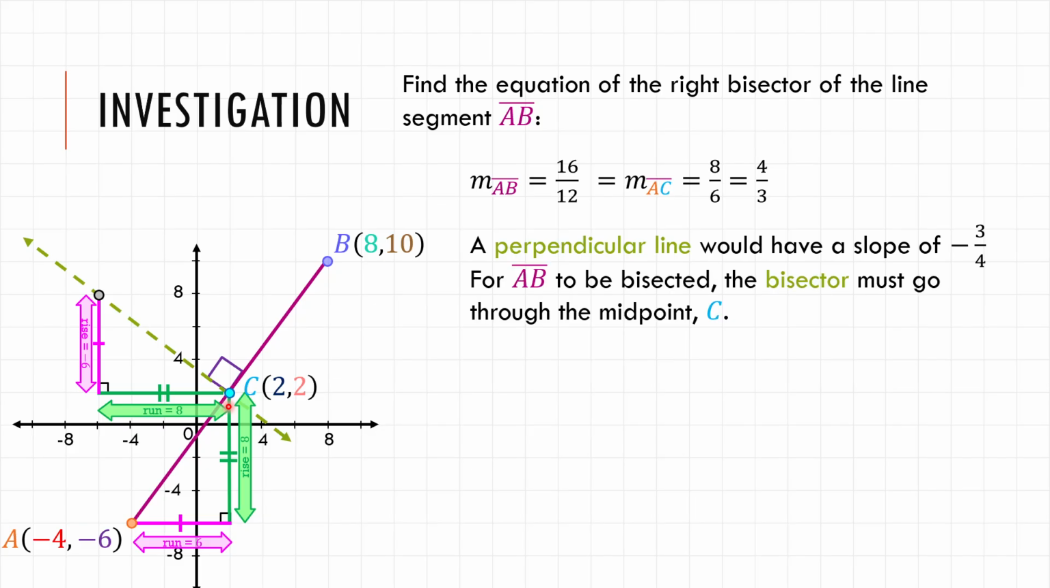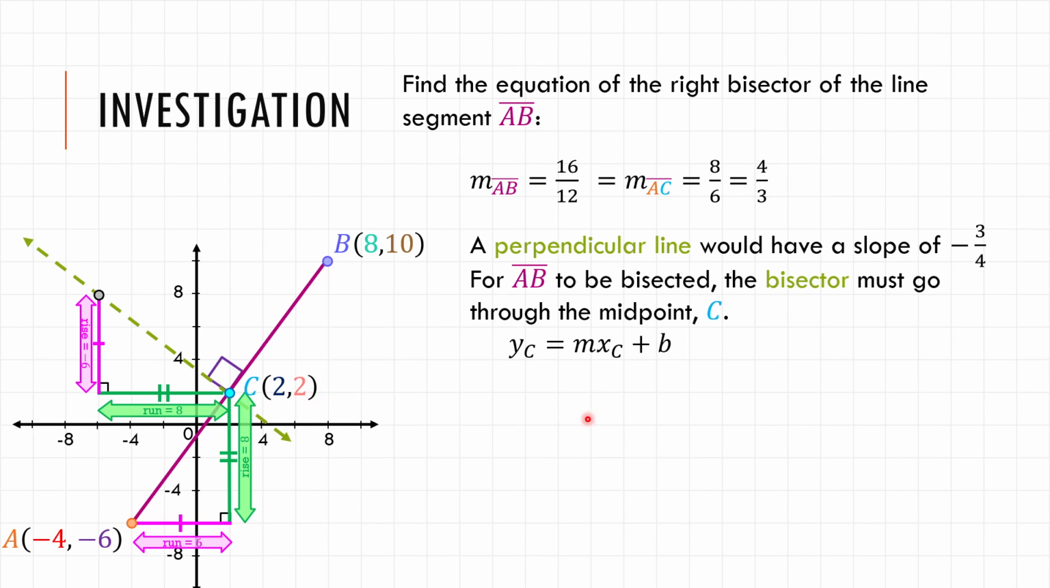And so for line segment AB to be bisected, it has to have a slope of negative 3 over 4 to be perpendicular. To be bisected, that line has to go through this point, C. And so we can find out the equation of this line. Remember, the equation of any linear relation has only two parts, the slope, which we already know, and the y-intercept. And to find the y-intercept, we just need a coordinate on this line. Fortunately, we have one.